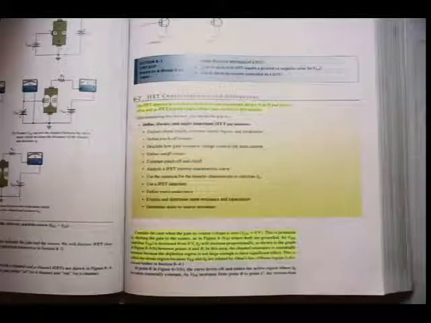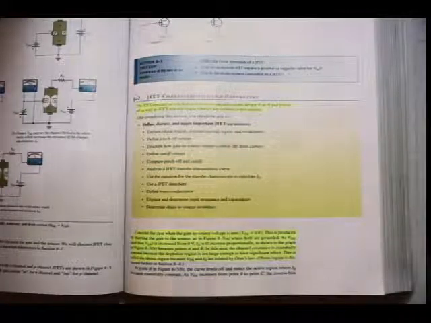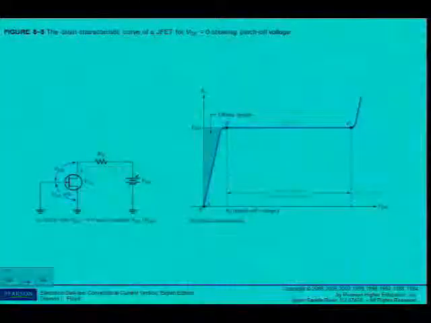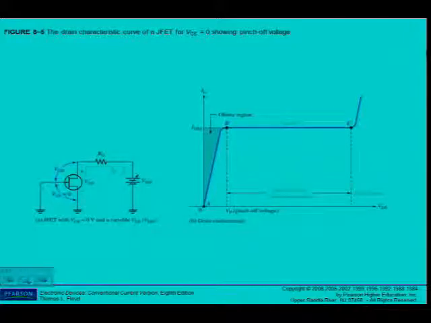Now, if we have a look at figure 8.5 on the next page, where it shows the drain characteristic curve of a JFET for VGS is equal to 0. Let's see what happens there. Consider the case when the gate to source voltage is 0. VGS is equal to 0.